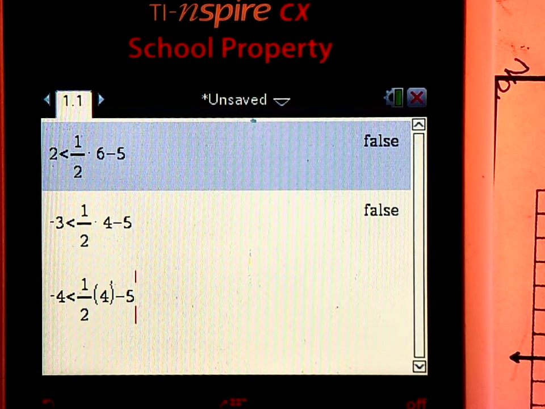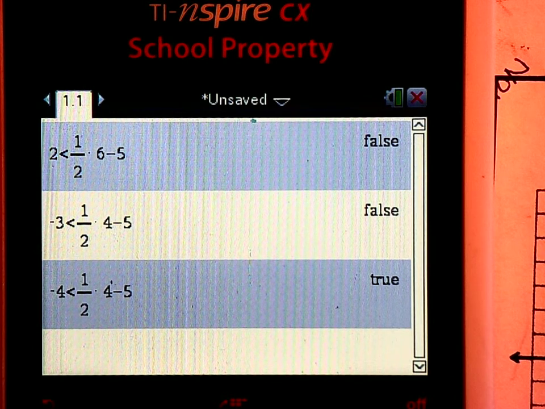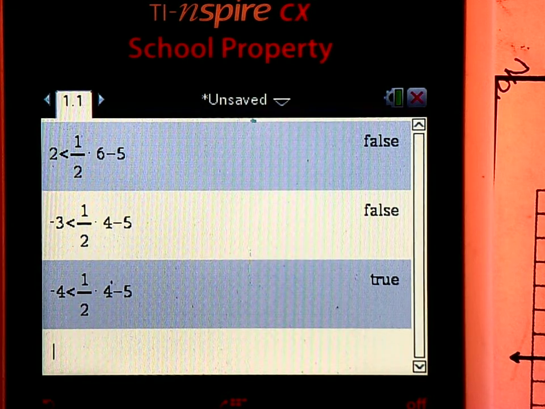Is it a solution? True. Is it a solution? Yes, it is. That is a solution. Okay?